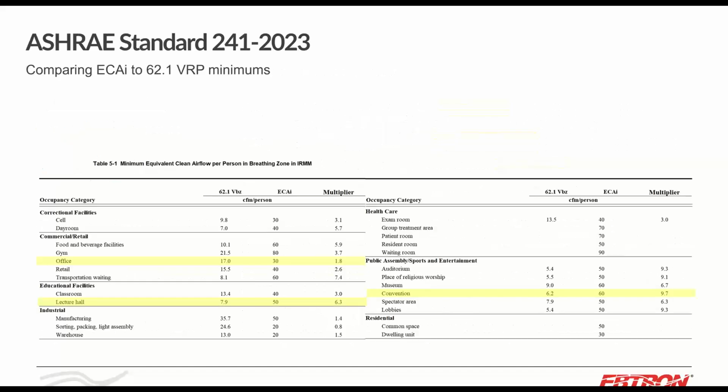And this is just to show you that if you look at the minimum ventilation rate and compare it to the equivalent clean air rate in 241, an office isn't so bad. It's fairly easy to achieve. It's only twice as much. An electrohall, on the other hand, is 6 times greater for infectious aerosol, and the convention center is almost 10 times greater to remove infectious aerosol. So if there's another outbreak of infectious aerosols, you don't want to be in a highly occupied space unless they have really good air cleaning and really good ventilation.